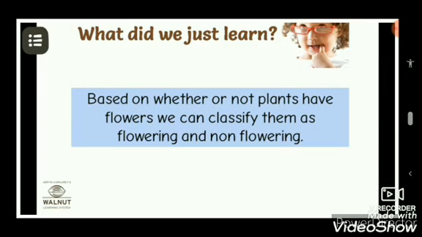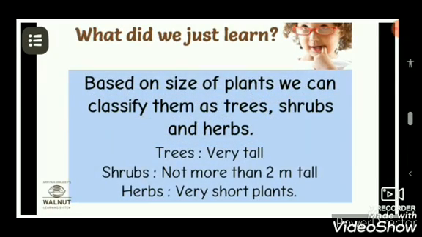What did we just learn? Based on whether or not plants have flowers, we can classify them as flowering and non-flowering plants. Based on the size of the plant, we can classify them as trees, shrubs, and herbs. Trees are very tall, shrubs are not more than 2 meters tall, and herbs are very short plants.